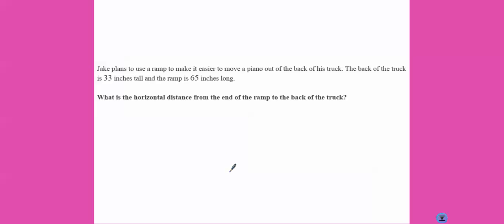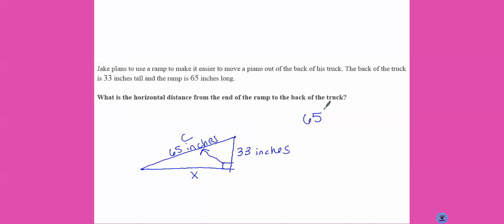So we know that the truck, from the ground to the top of the truck, is 33 inches. The ramp coming off the truck is 65 inches. We want to know how far it is from the edge of the ramp to the back of the truck. So that right there, this would be our right angle. So across from it, that's our c. So 65 squared equals x squared plus 33 squared.